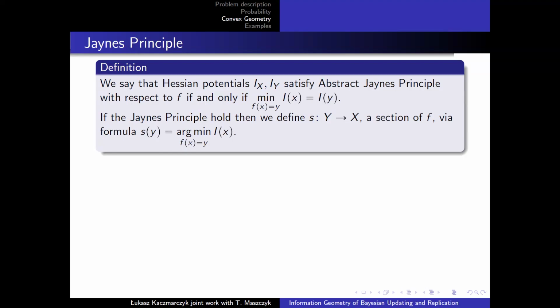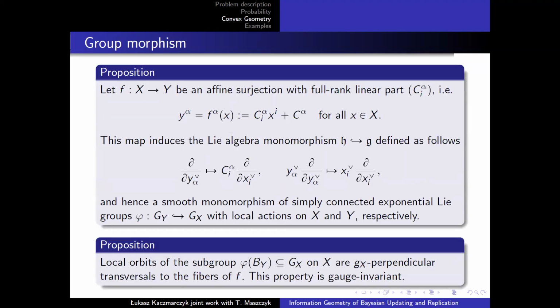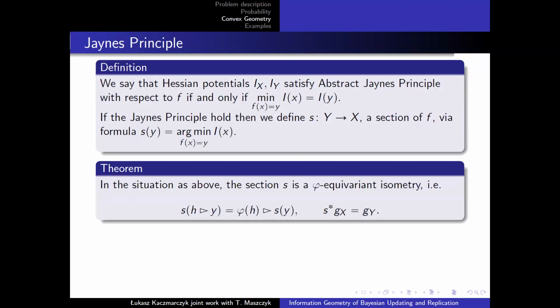It is a proper definition because Ix is a strictly convex function. And what additionally is satisfied by this section S is that with respect to this morphism phi of our groups, it is equivariant, it is an isometry.